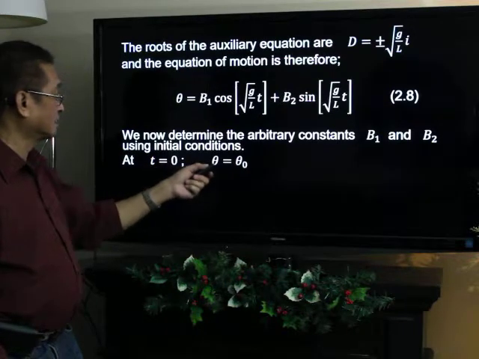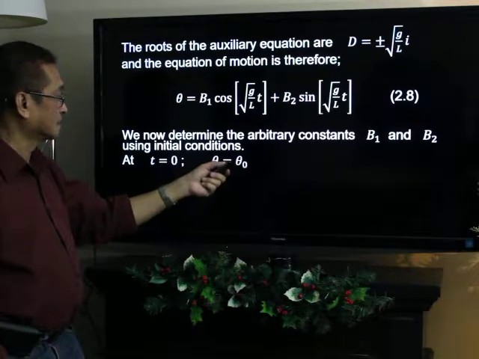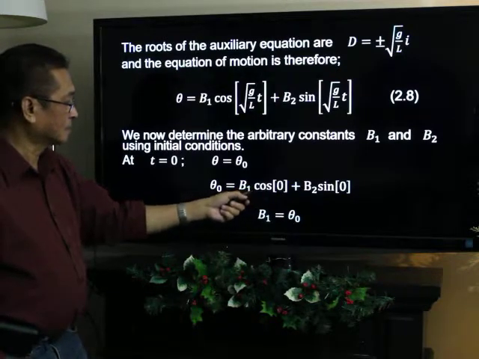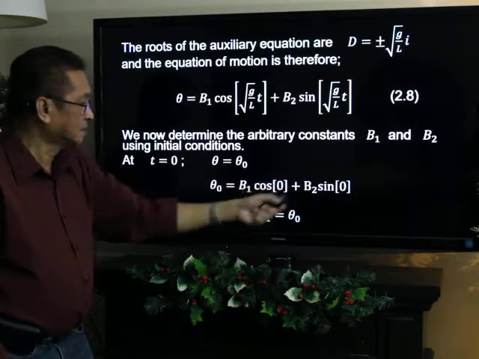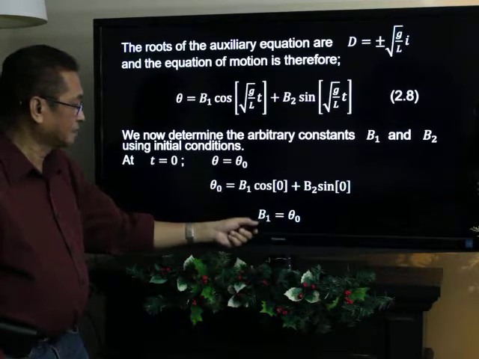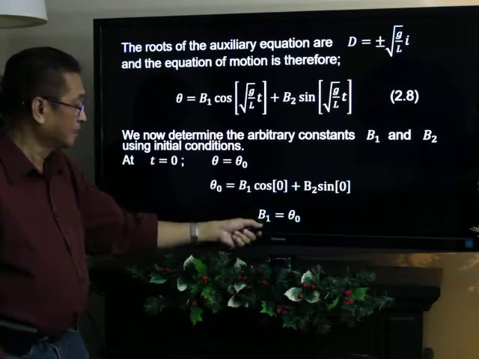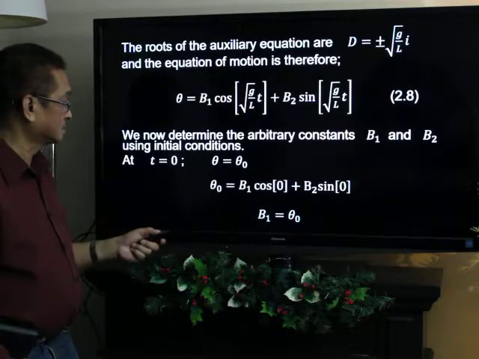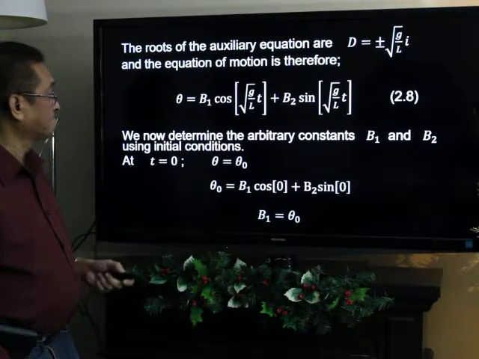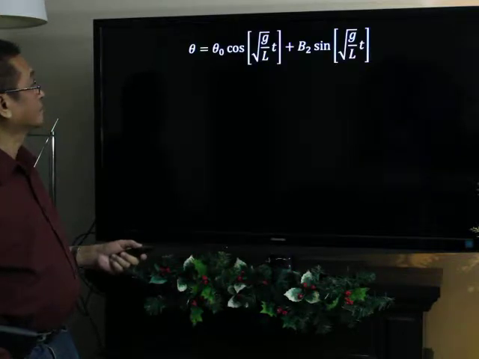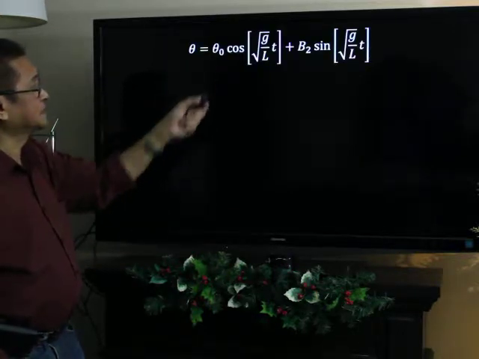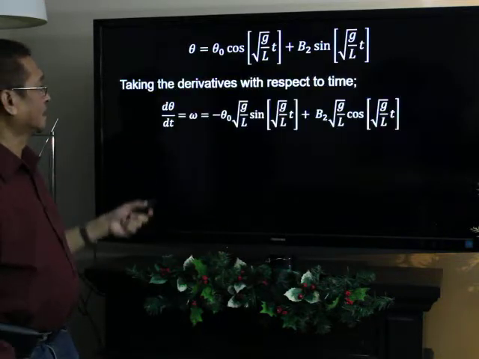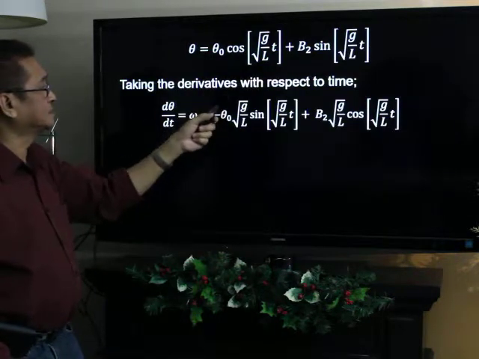At t equals 0, theta equals theta at 0. So we substitute here. Take note that cosine 0 is 1, sine 0 is 0. So you can equate b1 to theta at time t equals 0. So substitute it there, and you will now have one arbitrary constant left.